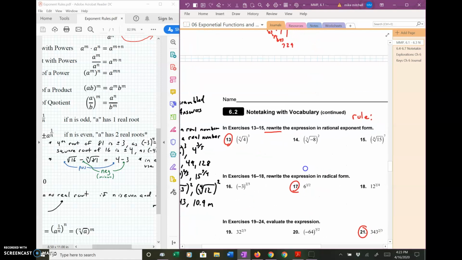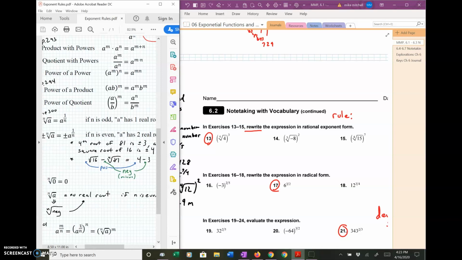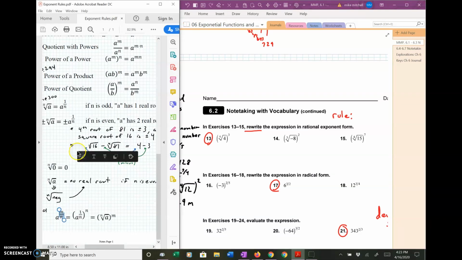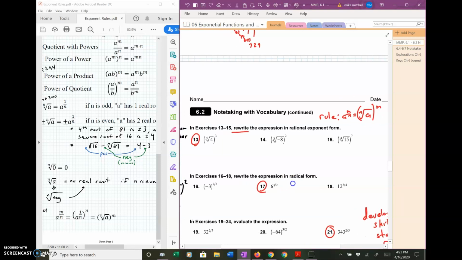Read my directions. Rewrite the expression in rational exponent form. I have to use my rule here. We can see that over here, the one on the bottom. A to the m over n equals the nth root of a, all raised to the m power. So I want to remember that.